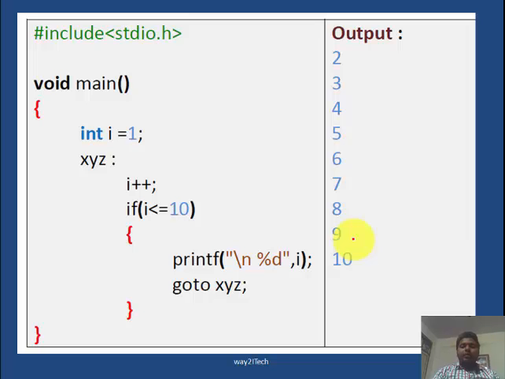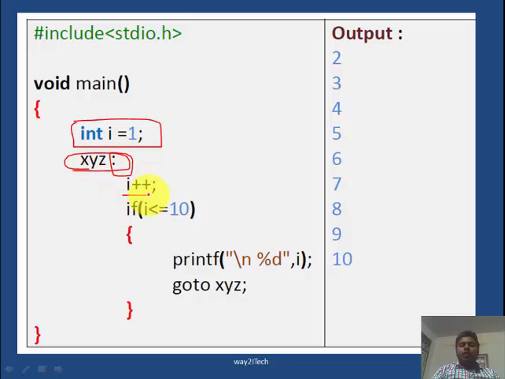So we will see this program. First of all, we have declared a variable int i is equal to 1, a variable i whose value is 1. Then xyz colon. This is a label. The name of the label is xyz. The colon indicates that this is a label. A label can be any identifier like xyz, abc. Any valid identifier can act as a label name.